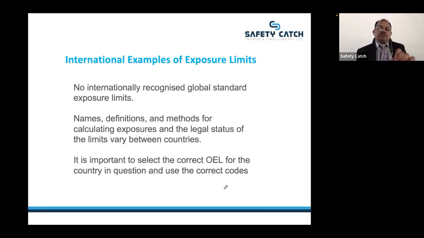So it is important to select the correct OEL for the country in question. If your country has an OEL, we have to follow that. So now suppose you are in India. We have to follow the Factories Act Schedule 2, which I have shown, because it is already published as an act. Maybe we can go for superior. We cannot go inferior. We can go for a superior act or superior standards, but not inferior to that.